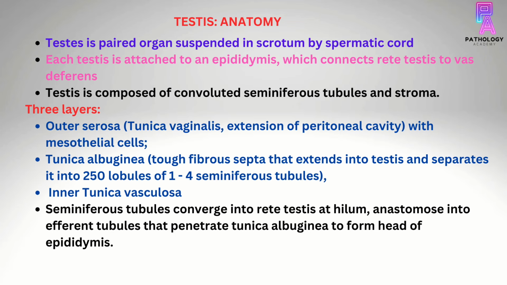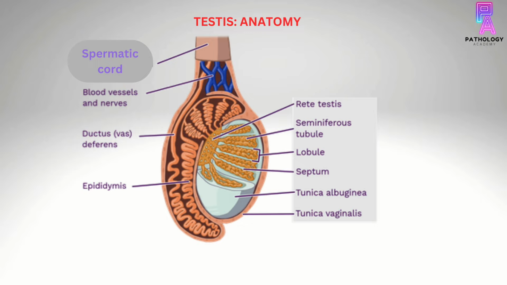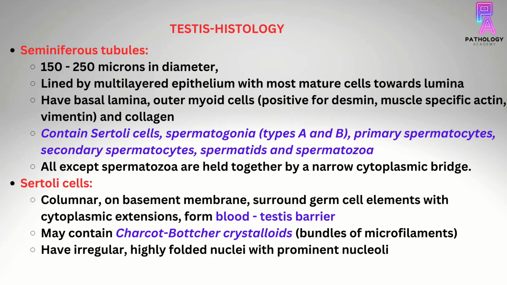Anatomy of testis. Testis is a paired organ suspended in scrotum by spermatic cord. Each testis is attached to an epididymis which connects rete testis to vas deferens. Testis is composed of convoluted seminiferous tubules and stroma. There are three layers surrounding testis: the outer tunica vaginalis, tunica albuginea, and inner tunica vesiculosa. The seminiferous tubules converge into rete testis at hilum and anastomose into efferent tubules that penetrate tunica albuginea to form head of epididymis.